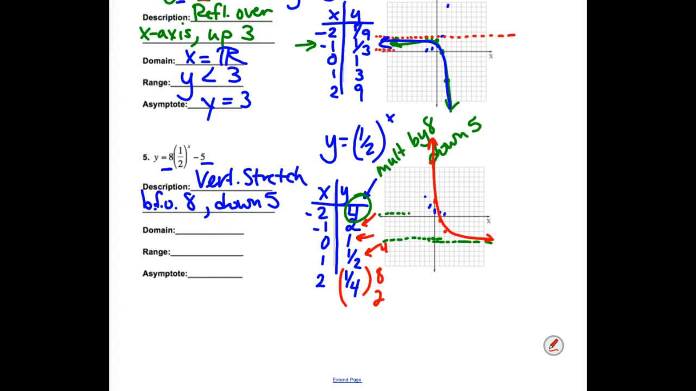All right, so for domain, we have x can be all real numbers. My range, all my y values now are above that green dotted line at -5, so y has to be greater than -5, and the asymptote is at -5, so y equals -5.